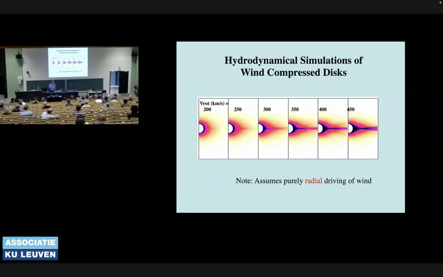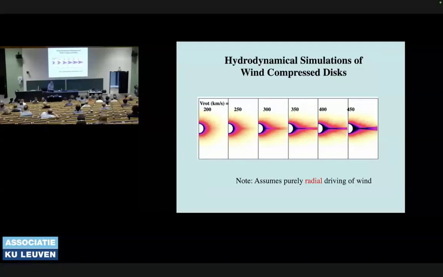John gave me his VH1 code, a state of the art code at the time, using piecewise parabolic. I apologize, John, I should have put that down on the slide. And we just turned on a rotating star. I had to play with the boundary conditions a lot because the star got oblate. But you turn on the star, you turn on the stellar wind, you turn up the speed, and look at this beautiful wind compressed disk. But it assumes purely radial driving.